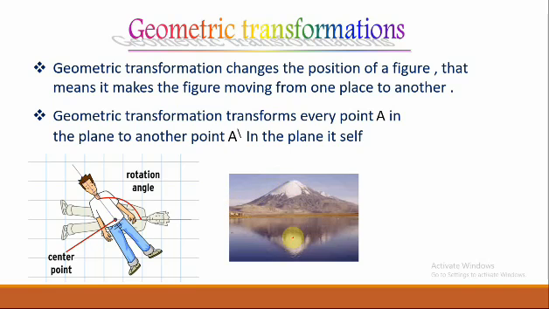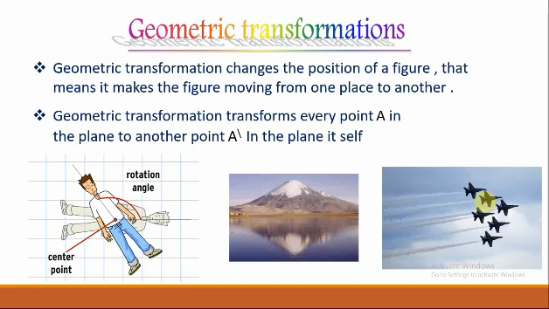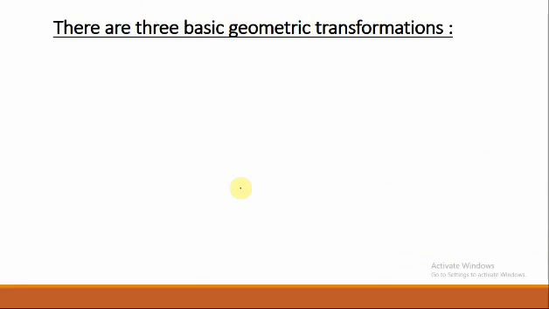The mountain. I can see two mountains here. One is the original one, and the other is its image on the lake. Or maybe those planes. It's moving on the sky. It's not in one place. So this means we can change the place or the position of any figure by three basic geometric transformations.